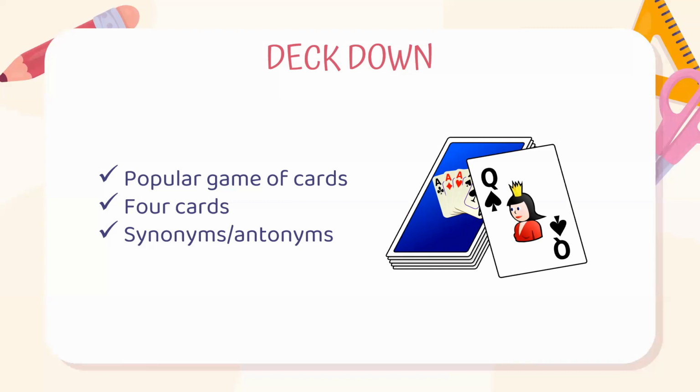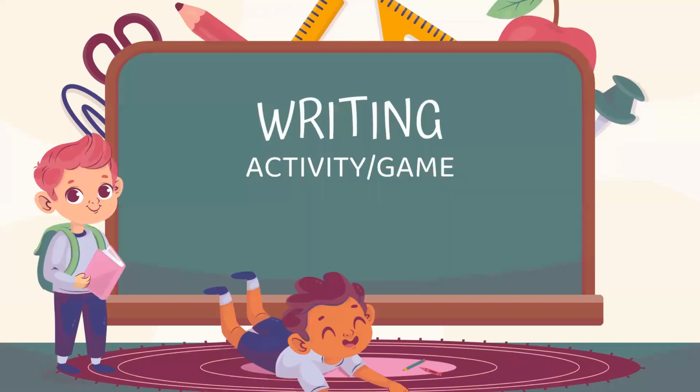The only thing the teacher needs to do is design the cards accordingly, or arrange for the cards and write the words that the teacher has decided to include in the game, and also decide whether to play the game of synonyms or the game of antonyms. So having said this, now let us move on to the writing skill game.